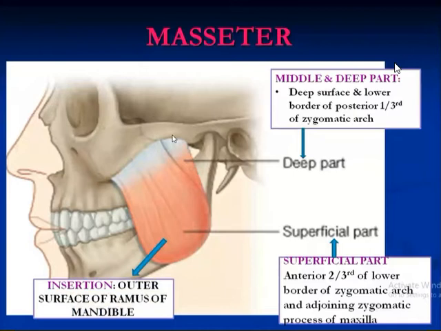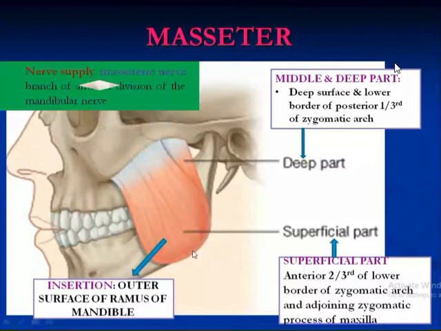Next is the insertion. This gets inserted into the outer surface of the ramus of the mandible. You can see here, this is the origin, this is the insertion. Next is the nerve supply. The nerve supply is by the masseteric nerve.